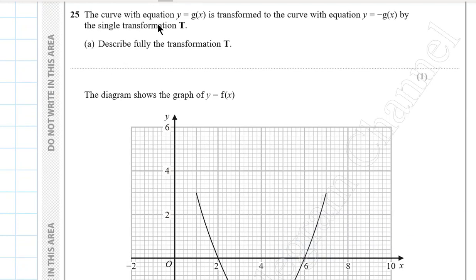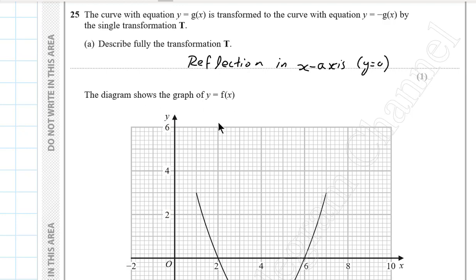Last question: the curve with equation y equals g of x is transformed to the curve with equation y equals minus g of x by the single transformation T. Describe fully the transformation T. Okay. Reflection in the x-axis. In the x-axis, or we can say in the line y equals 0. Y equals 0.